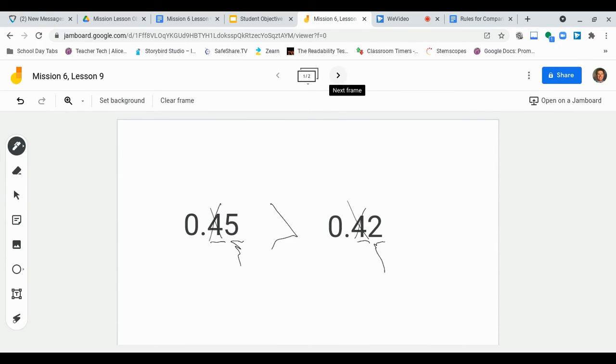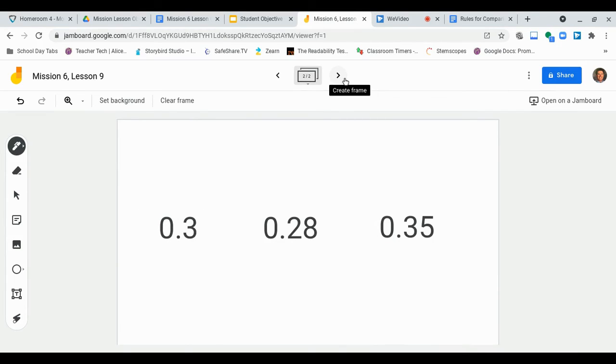So let's take it a step further, and let's say we're given these 3 numbers. We have 3 tenths, we have 28 hundredths, and we have 35 hundredths. And we want to tell which is the greatest, which is the least, and which number is in the middle. Or let's put them in order, in other words. So I'm just going to start by comparing 2 of the numbers at a time. So notice right here, I'm just going to compare the 3 tenths and the 28 hundredths.